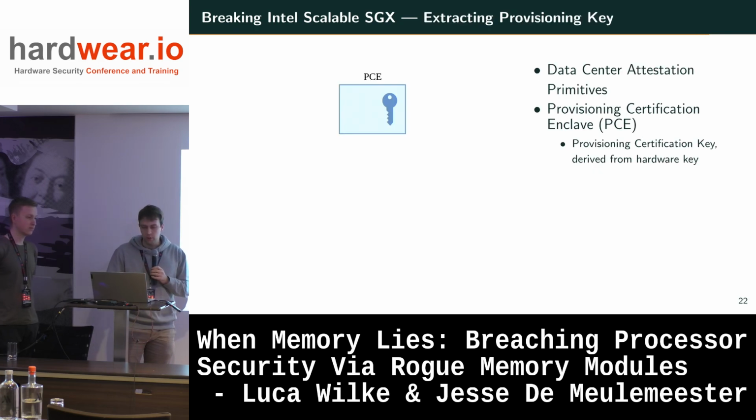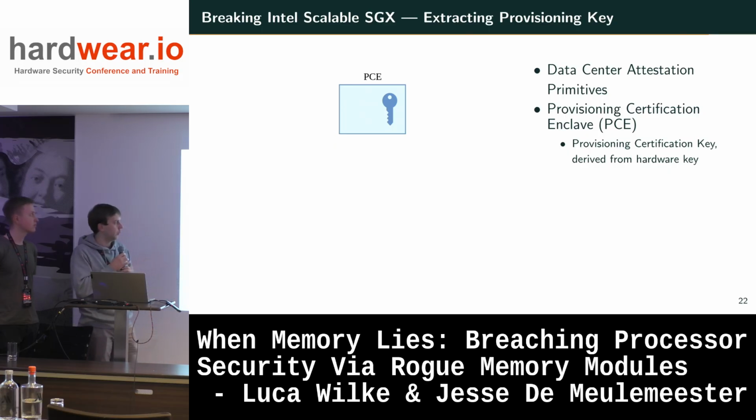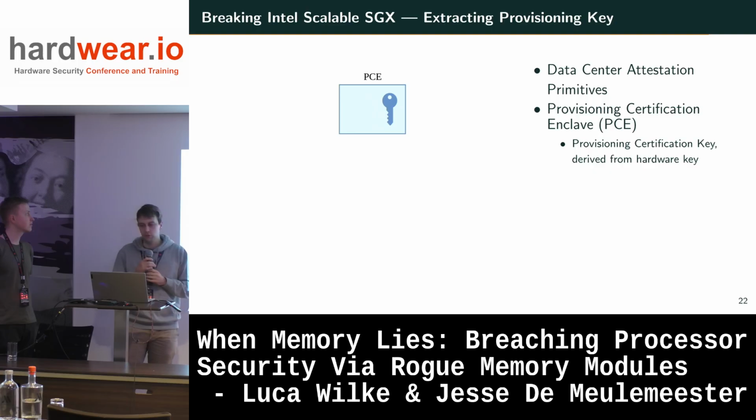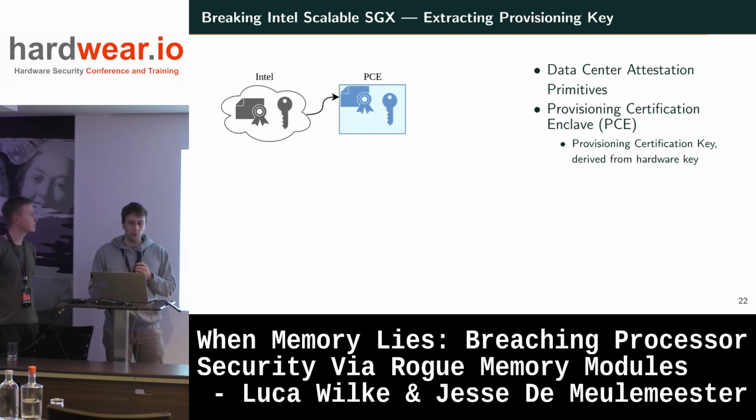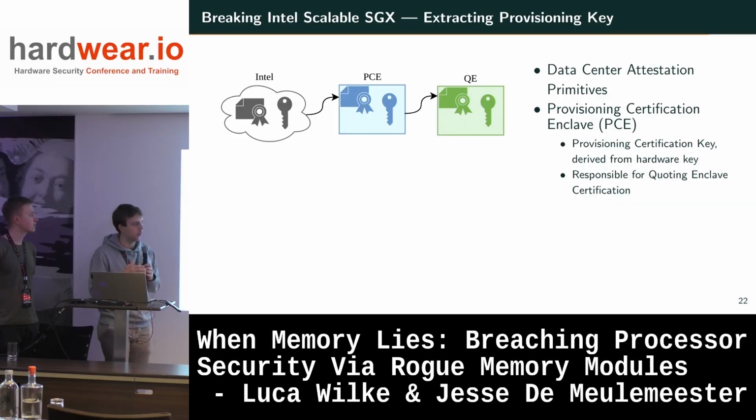And as a small example of what you could break with this, we looked at Intel's provisioning chain. So for attestation, Intel with scalable SGX has moved to a certificate chain where you have this provisioning certification enclave that is used to sign quoting enclaves, and this allows third-party quoting enclaves. The way this is implemented is that there's a secret hardware key embedded in the CPU that is known by Intel, and it is used to generate the provisioning certification key.